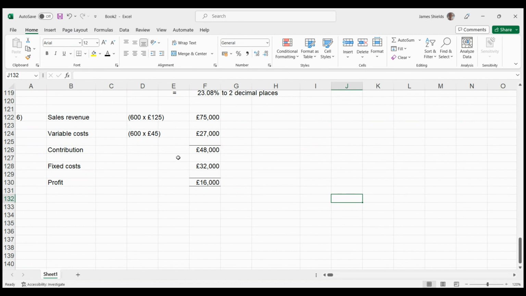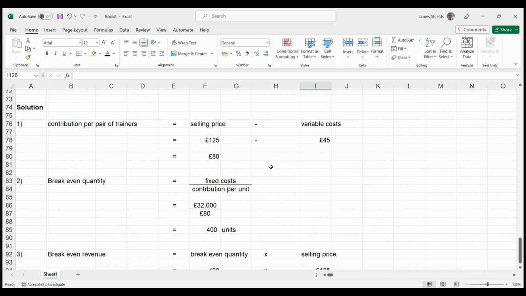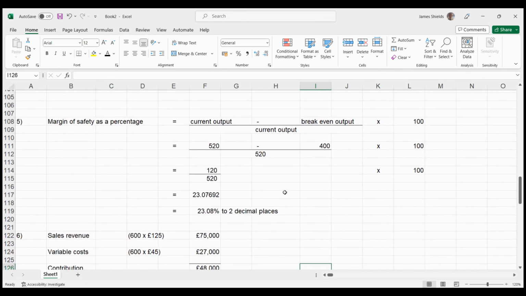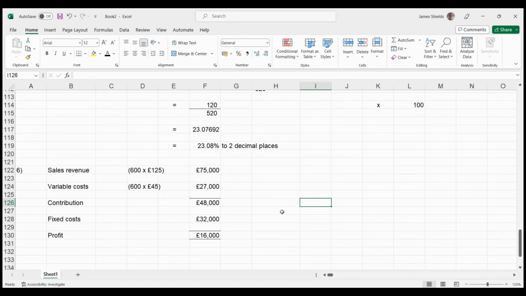Now, a shortcut to this: we could have just done the bit at the bottom, the contribution, fixed costs, and profit. To work out the total contribution, our contribution per unit was £80, and we're selling 600 pairs of trainers. So it'd be 600 times 80, and that will give us the £48,000. Then you take away the £32,000 fixed costs and get a profit of £16,000. So thank you for watching this video on an introduction to break-even analysis.